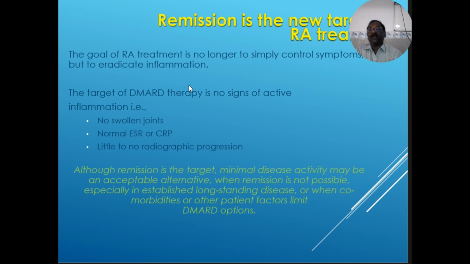That is very important. So the target of DMARD therapy is no signs of active inflammation, no swollen joints, normal ESR, little or no radiographic progression. At that juncture only you have to see it. That is the remission. Although remission is the target, minimal disease activity may be an acceptable alternative when remission is not possible, especially in established long-standing disease, or when comorbidities or other patient factors limit DMARD options.